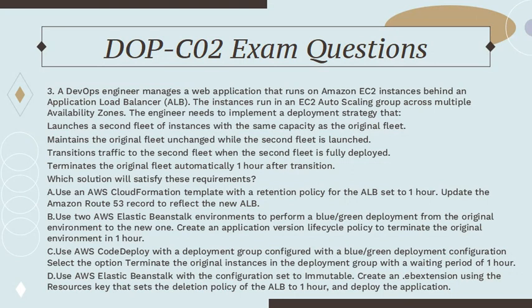D. Use AWS Elastic Beanstalk with the configuration set to immutable. Create an EB extension using the Resources key that sets the deletion policy of the ALB to 1 hour, and deploy the application.